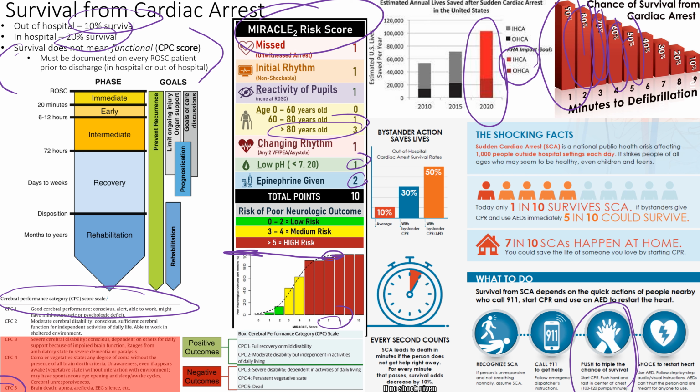Someone gave epinephrine. Well, you give epinephrine all the time. That's already 5 points right there, 6 points, right? It's unwitnessed. That's going to add up. Reactivity of pupils. All these things easily get you up to a 7, 8, or 9 and really high mortality. Okay, so that's the idea to post for initial arrest: are they going to have a good outcome or not?